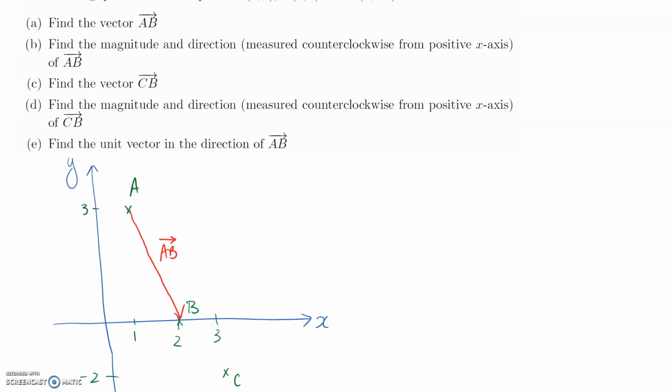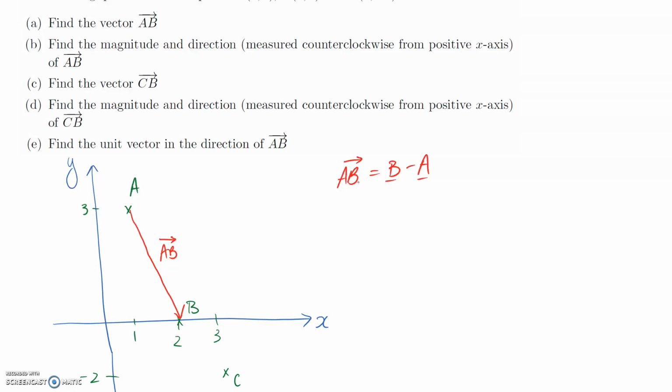Now there's a couple of ways we can do this. One is to just read it off the graph itself, because we can quite easily see how far it goes in the X direction and the Y direction. The other option you have is to actually take away the vectors. It's going to be B minus A to get from A to B.